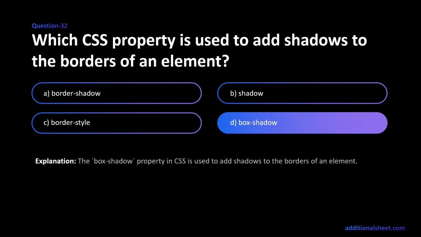Correct answer is option D. The box-shadow property in CSS is used to add shadows to the borders of an element.